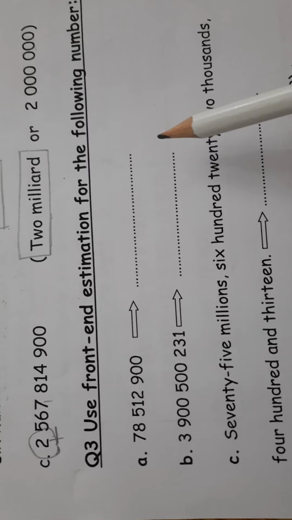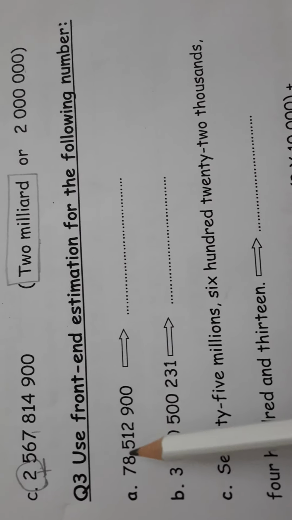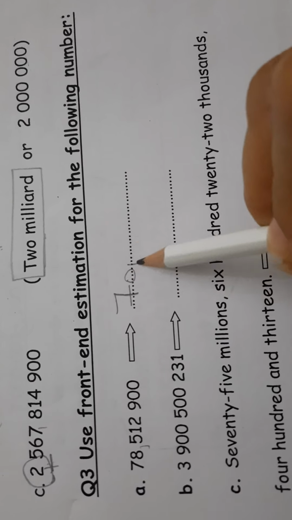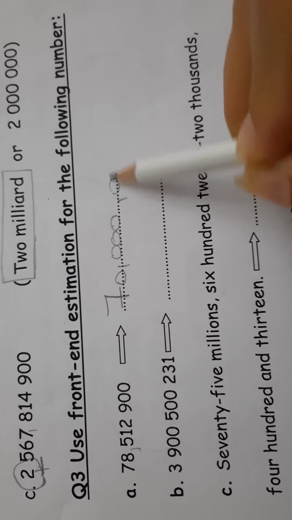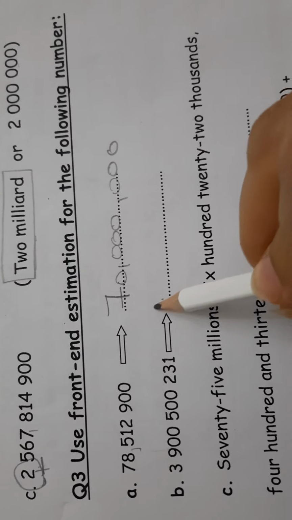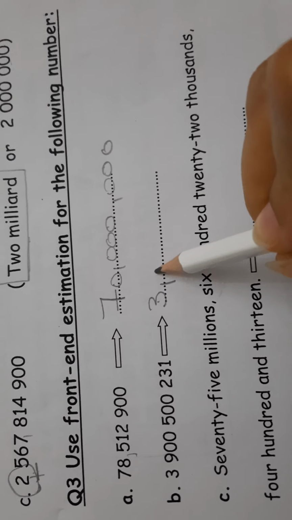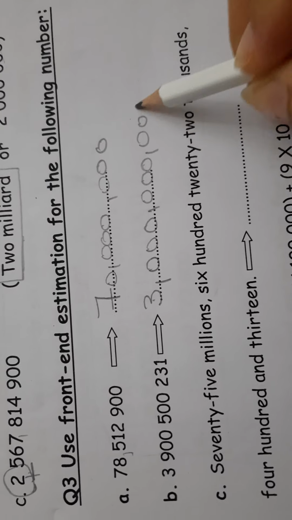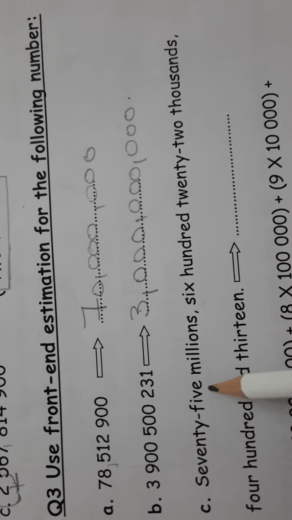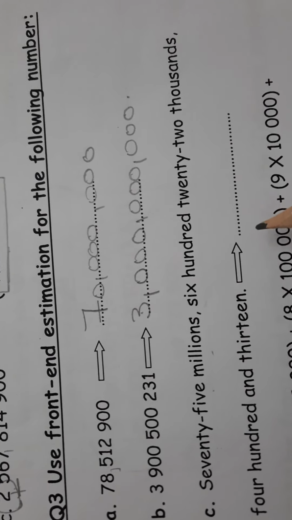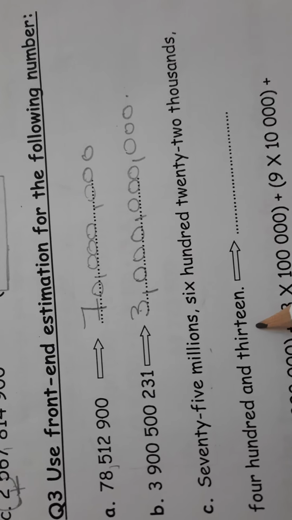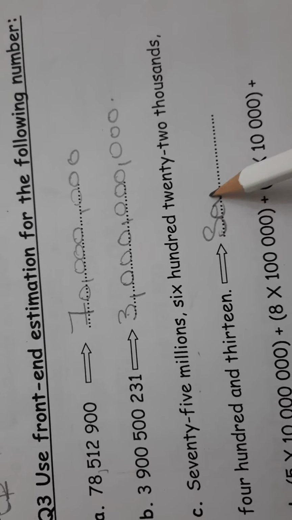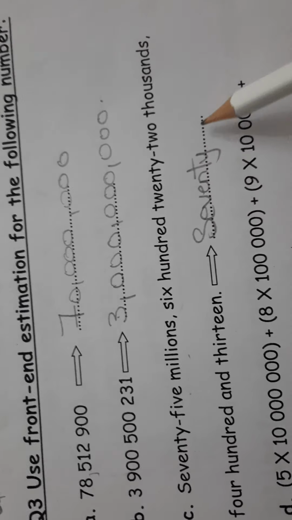Use front-end estimation for the following number. I have here 78 million. I will write 7 and the rest of the numbers zeros. Here 3, and the rest of the 3 million will be zeros. 75,622,413. Here my biggest number is 70 million.